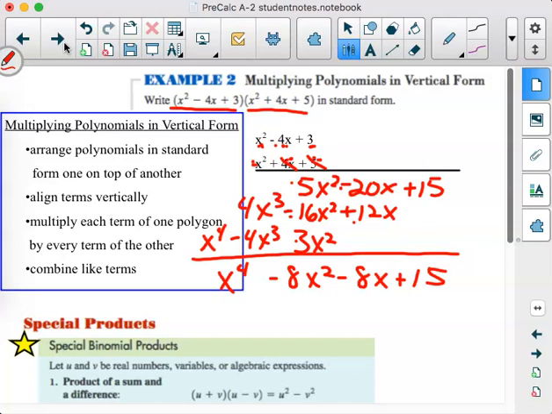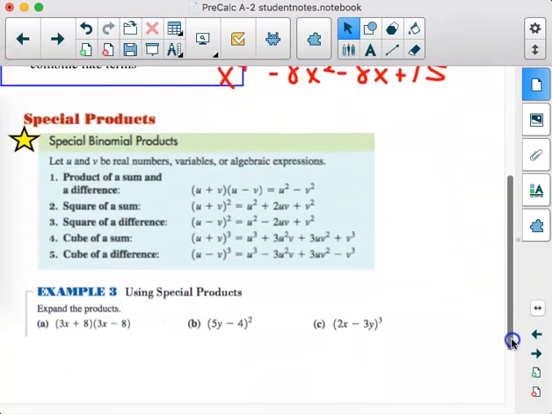So the steps are over here. Multiplying polynomials in vertical form: arrange polynomials in standard form, one on top of another, align the terms vertically, then multiply each term of one polynomial by every term of the other, and finally combine like terms.